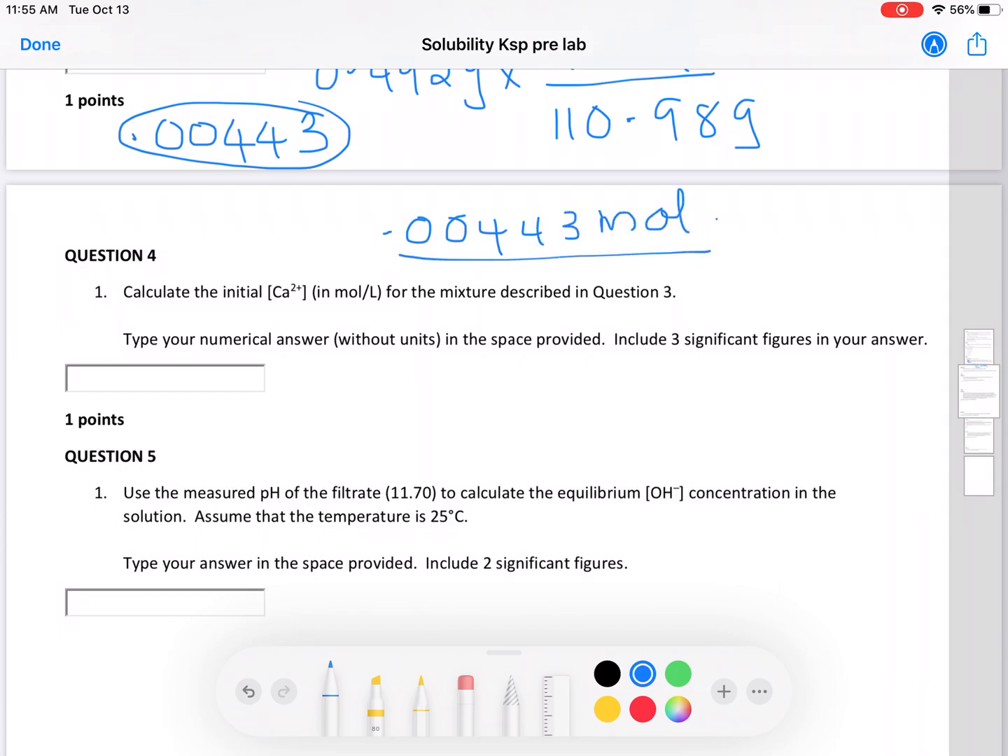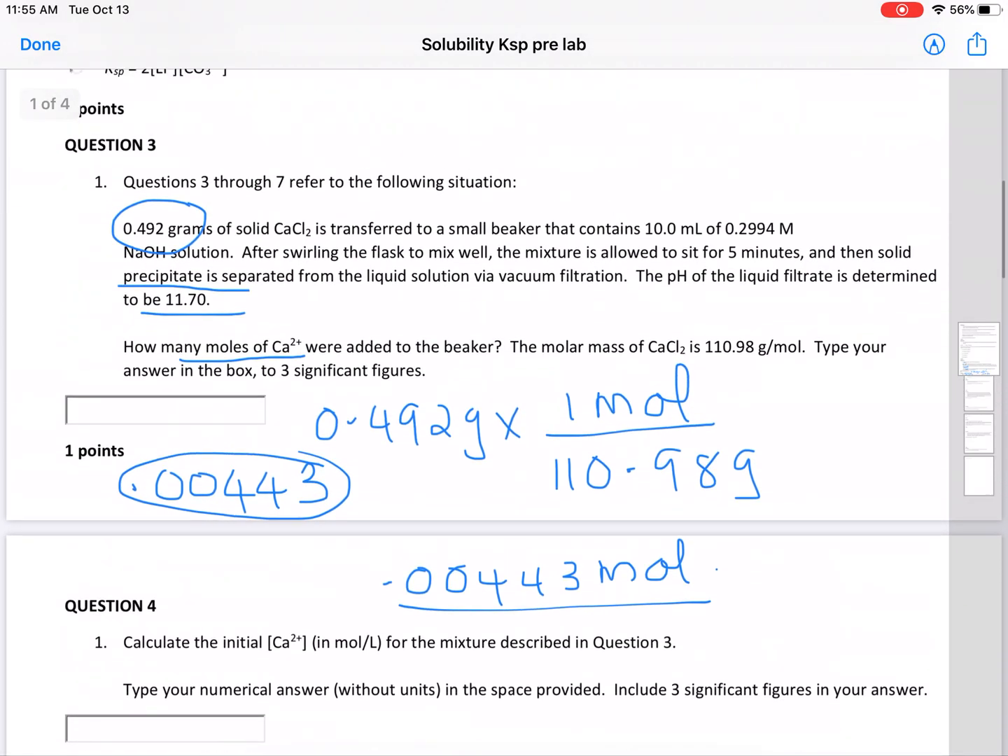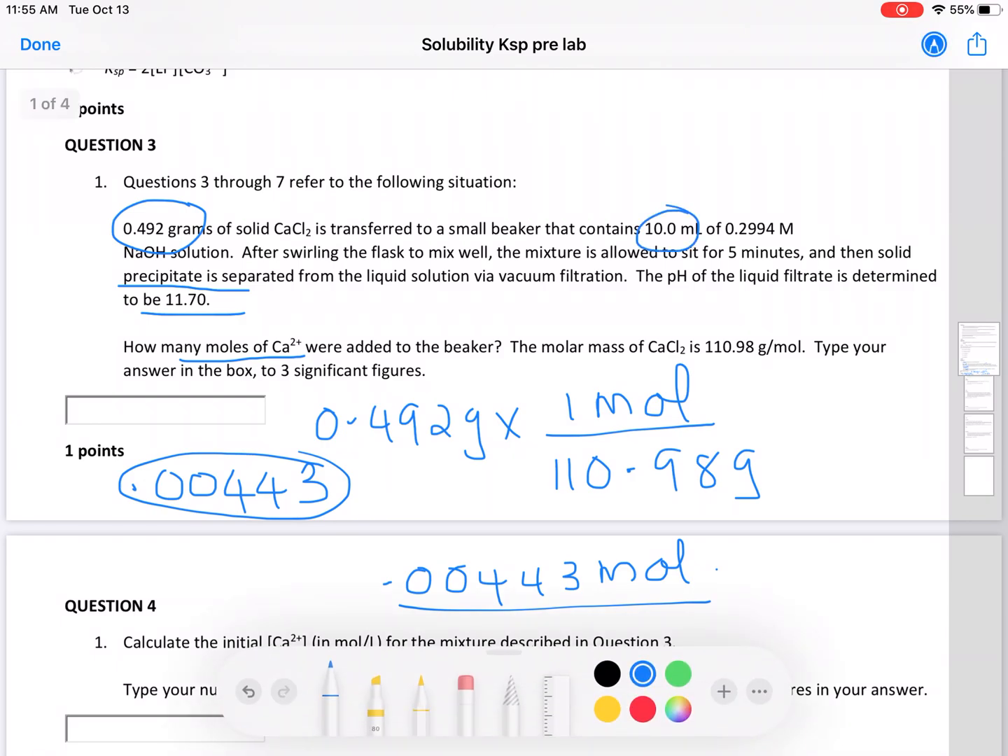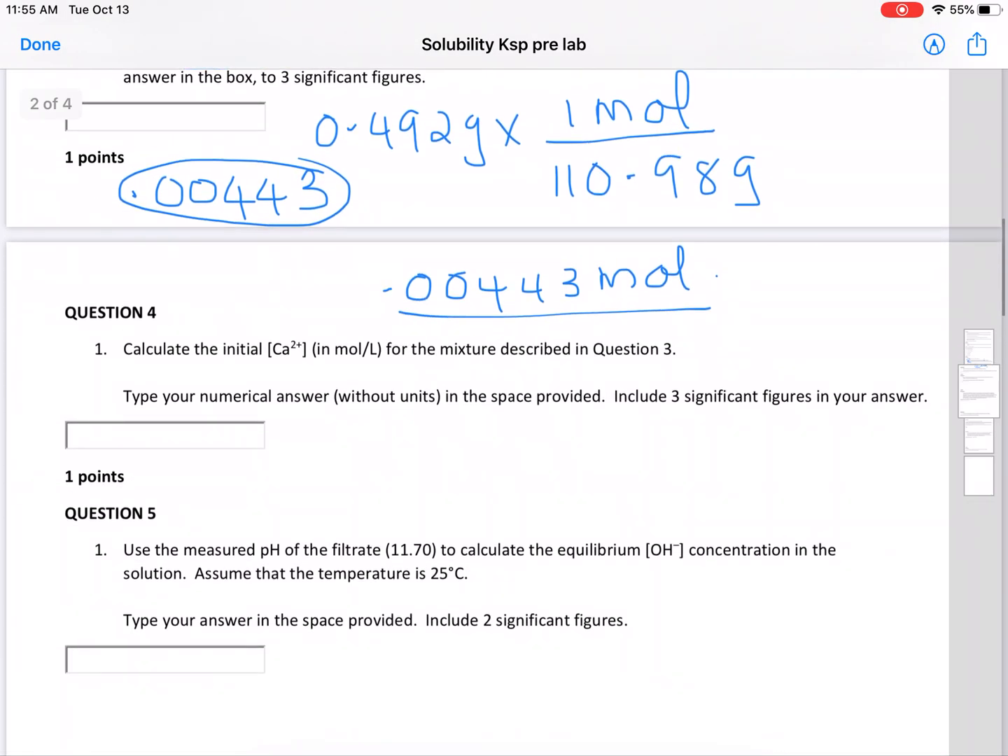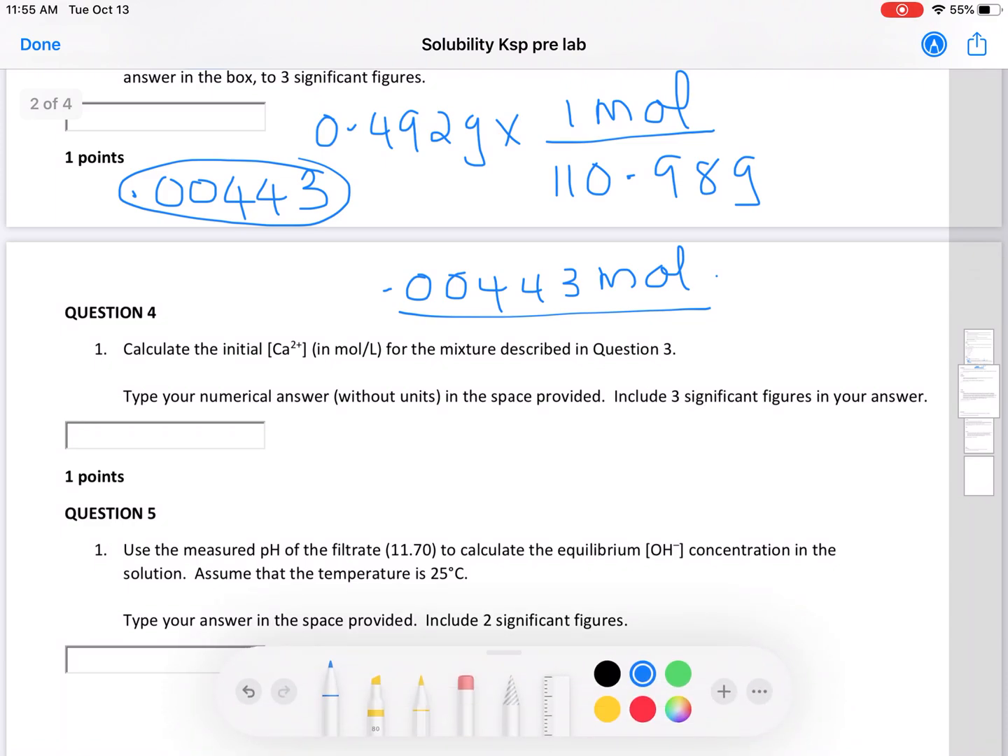What are you going to do? You have to divide it by the volume. What is the volume that we have? Which volume is it in? It's in 10 milliliters. So you have to divide it by 10 milliliters, but we need to convert it to liters. So 10 times 10 to the negative 3 liters. When you do that, you will find out the concentration or molarity of the initial concentration of calcium ions.